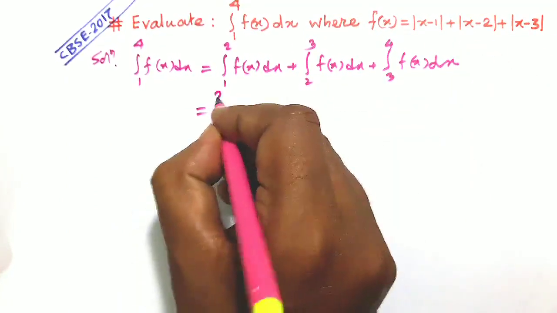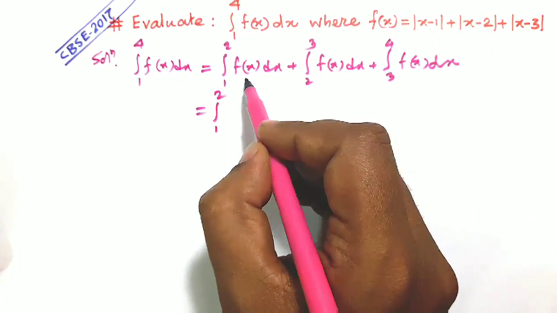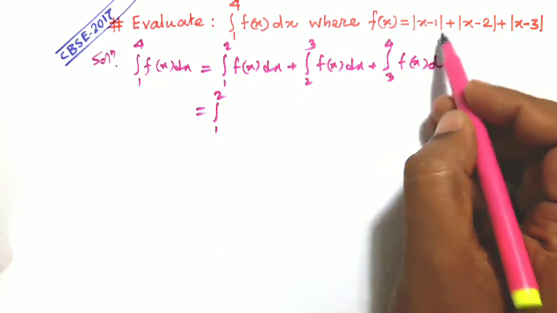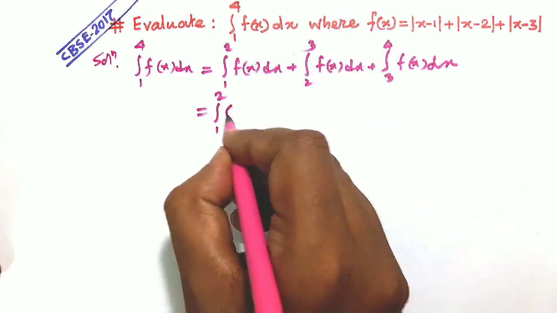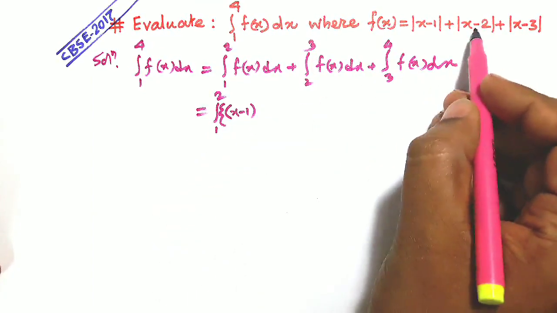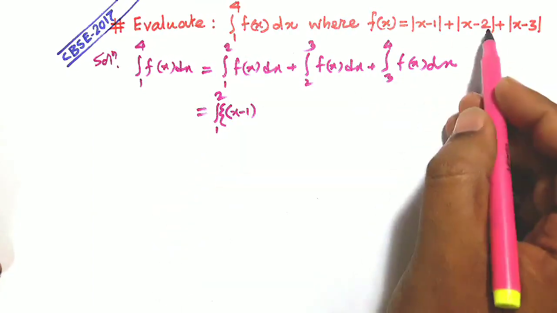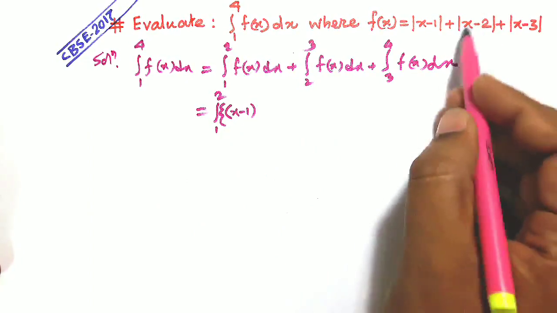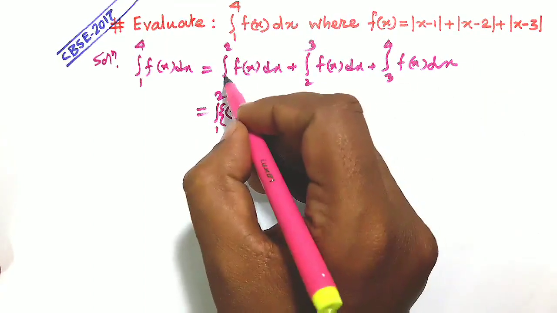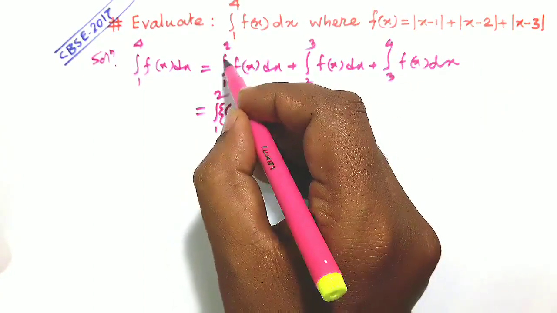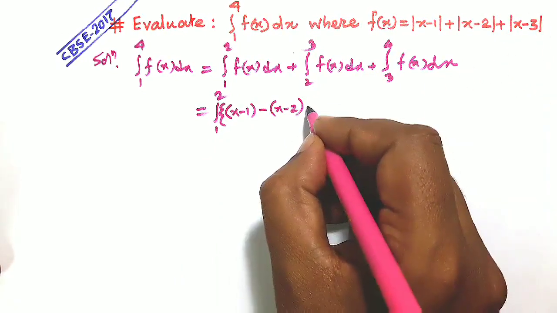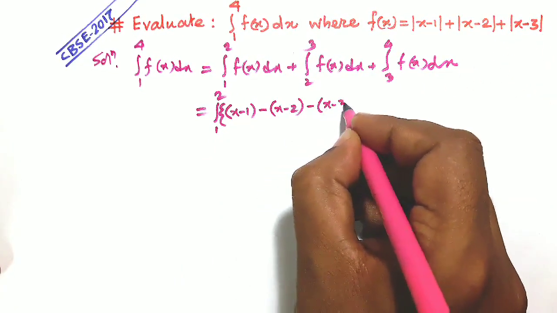Okay, now we replace this f of x by the given function. Integration 1 to 2: now friends, you see that if you take any value in between 1 and 2, the modulus of x minus 1 will be positive, so we write x minus 1 only. And if you put any value in between 1 and 2 in x minus 2, it will be negative, so this is minus of x minus 2. Similarly, you take any value in between 1 and 2, say 1.5. So 1.5 minus 3 is a negative quantity, so I write minus x minus 3.